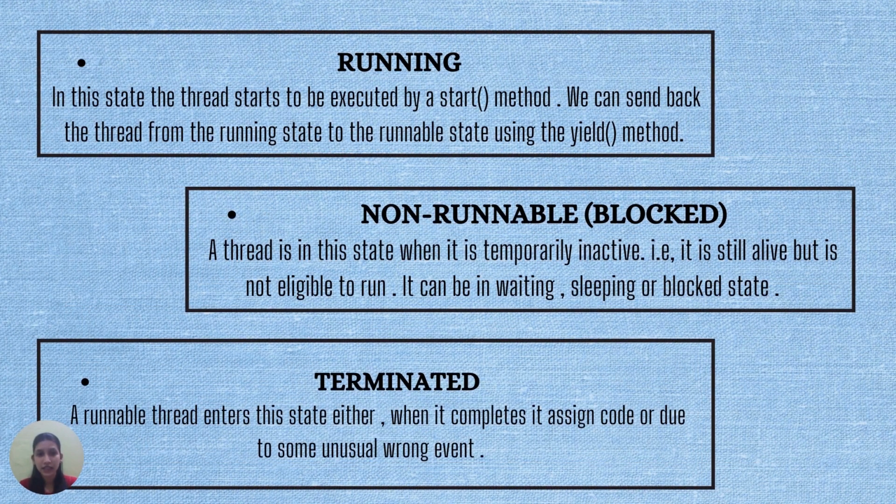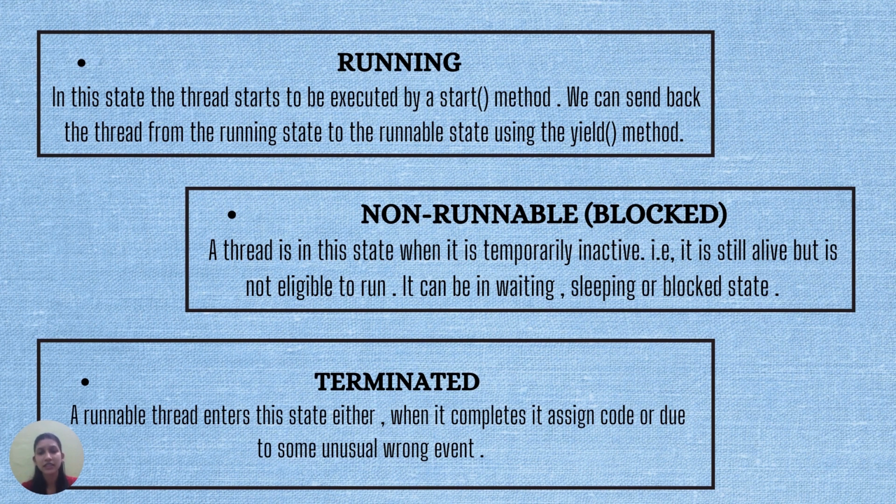The third state is running. The thread in this state starts executing by a start method. We can send back the thread from the running state to the runnable state using the yield method. The fourth state is non-runnable. A thread is in this state when it is temporarily inactive. That is, it is still alive, but is not eligible to run. It can be in waiting, sleeping, or blocked state.